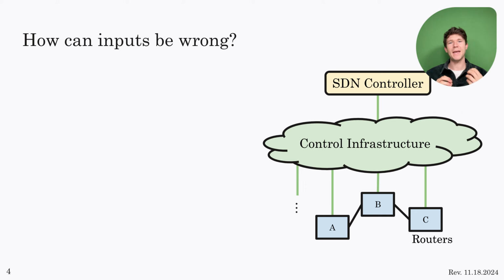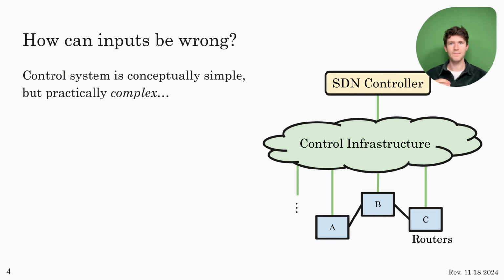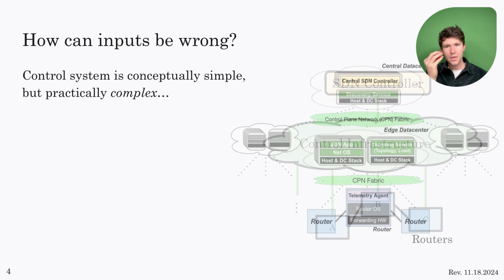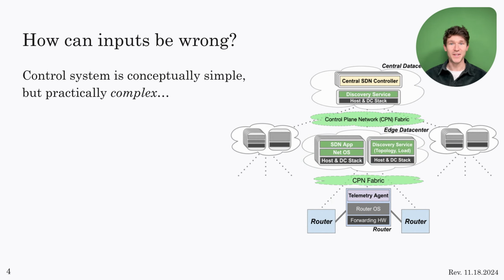Now you might ask, how is it possible for these inputs to be wrong if we're reading our state directly from the routers? The answer lies in the complexity of the control system. So despite this conceptually simple diagram, the reality is much more complex.